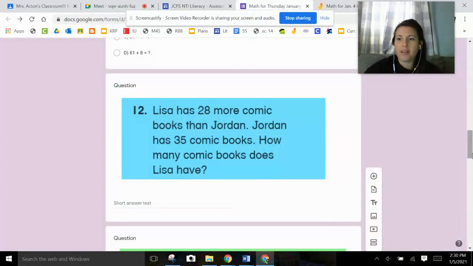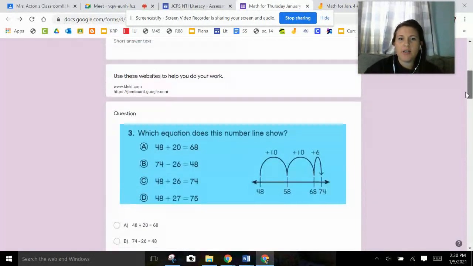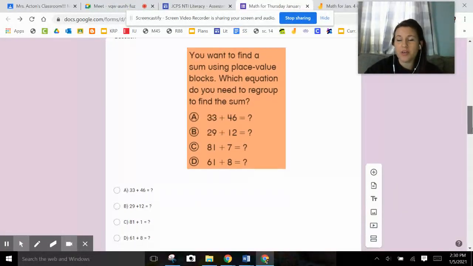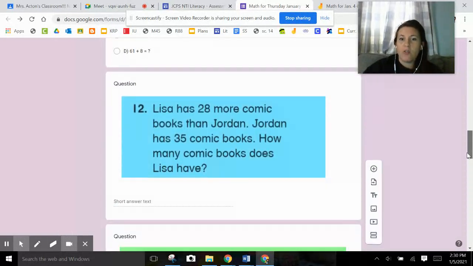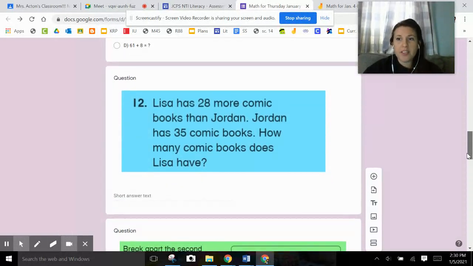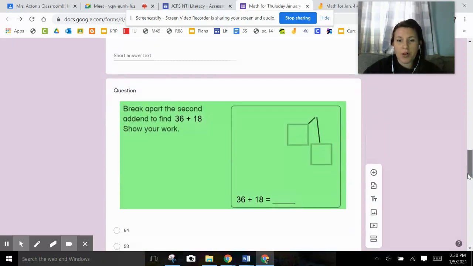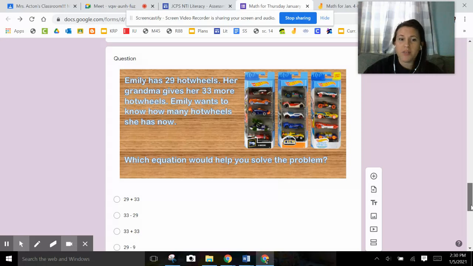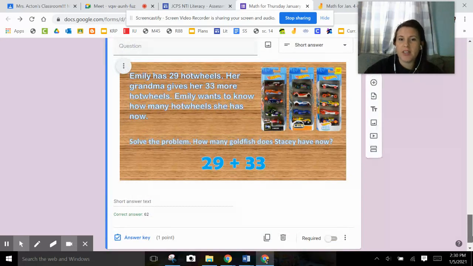And here's your math classwork for today. You're going to have a number line question. You have one where you have to see if you're regrouping. That's if you're turning 10 ones into a 10 stick. You have a word problem where you need to tell me what the answer is. You're going to break apart another number. And then we have a word problem about Hot Wheels where you have to create the equation, and then you have to create the answer for me too.